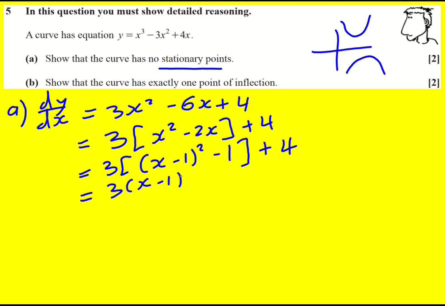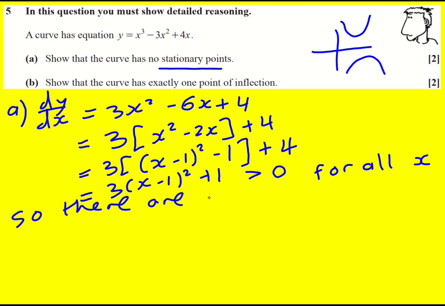Expanding the bracket then gives, I'm going to get a minus 3 and a plus 4, so it's going to be plus 1. This is greater than 0 for all x. So there are no stationary points.